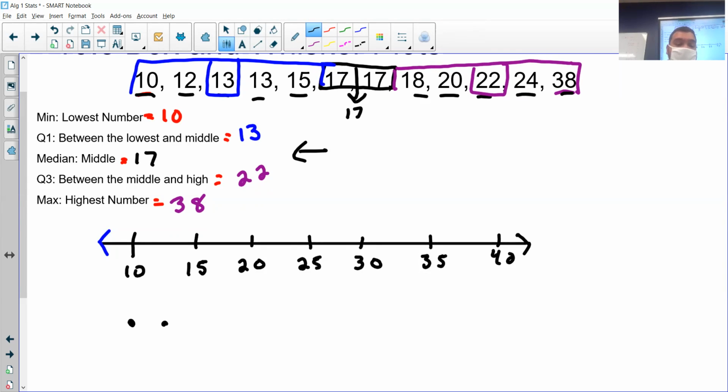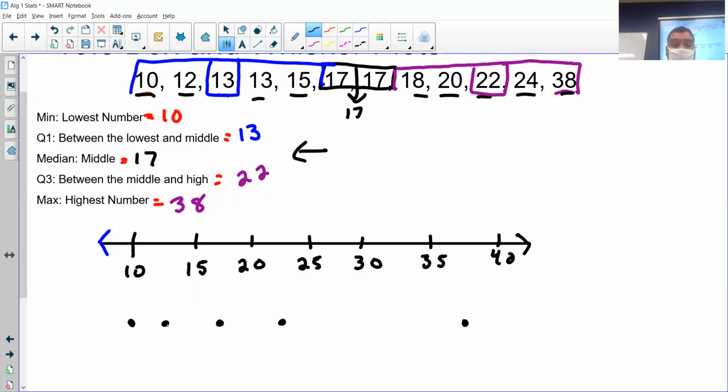You're going to put a dot at 13. You're going to put a dot at 17. Notice here, you're going to put a dot at 22. I'm going to put a dot at 38. Because those are the 5 numbers I found. You're going to see why, because I'm going to make it into a box and whisker.